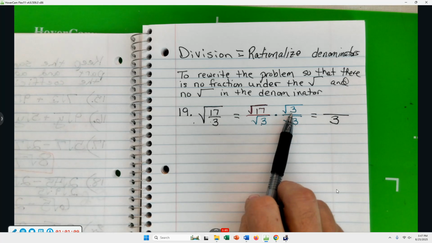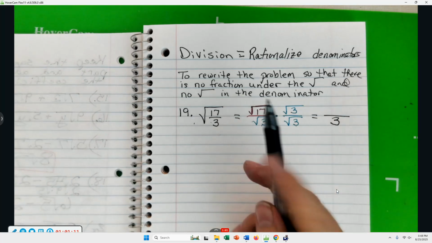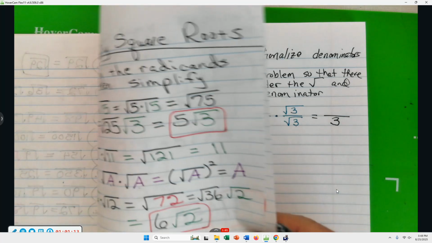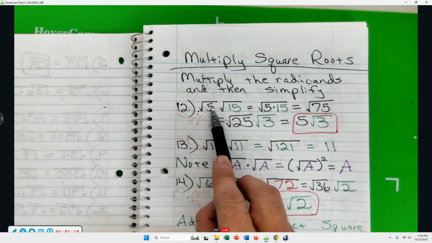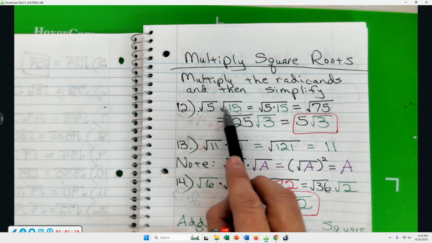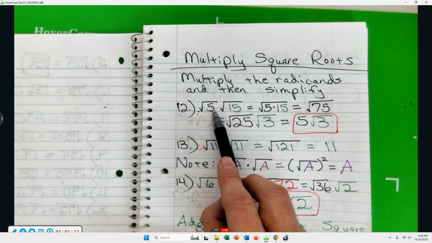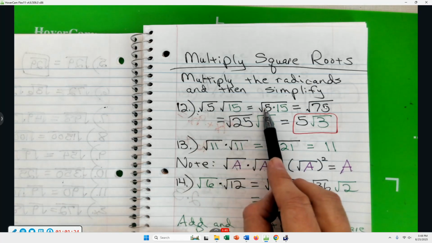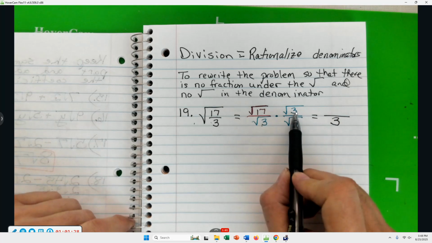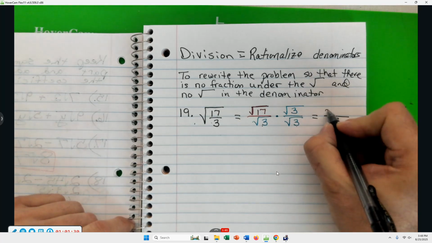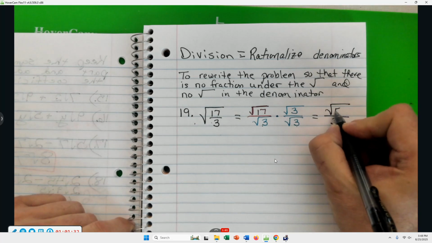For adding and subtracting, you have to have like radical terms. You have to have the same number under the square root, but that's not the case for multiplication. Remember, for multiplication, it doesn't matter if the numbers are different under there. You multiply them and then simplify. So looking back, 17 times 3, that's 51. So you have the square root of 51.